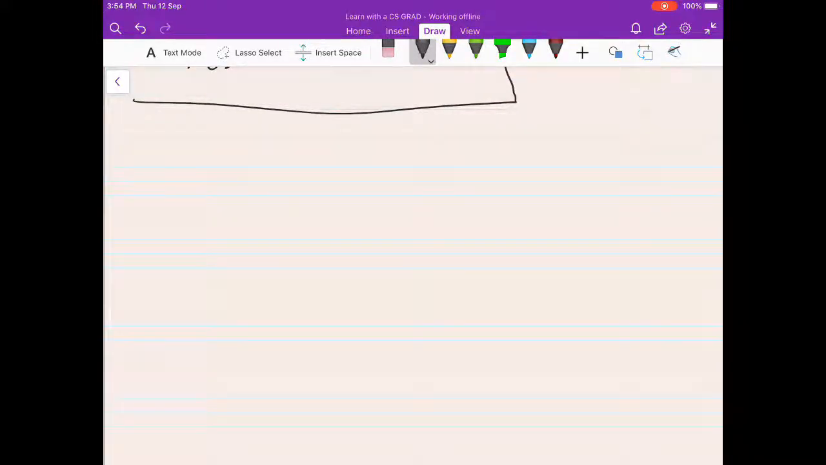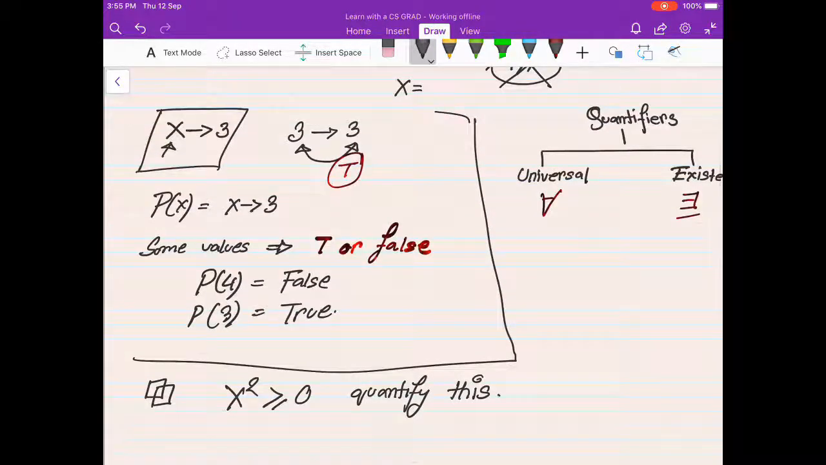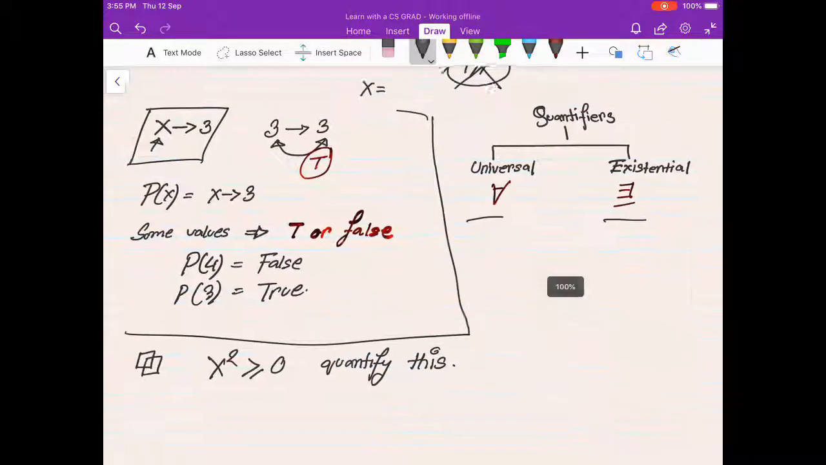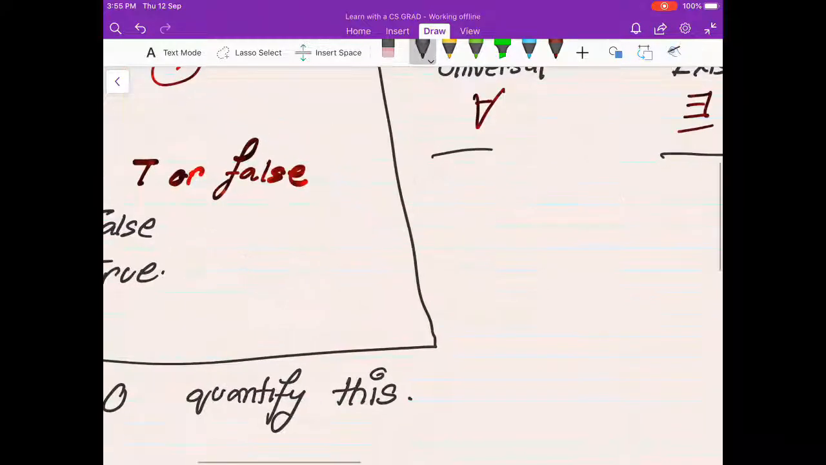So let's try to understand quantifiers with another example, because I believe examples would help you understand better than definitions. Let's look at a question here: x squared is greater than or equal to 0. Quantify. So how do we quantify this? As I said before, there are two types of quantifiers, right? One is universal, another one is existential.